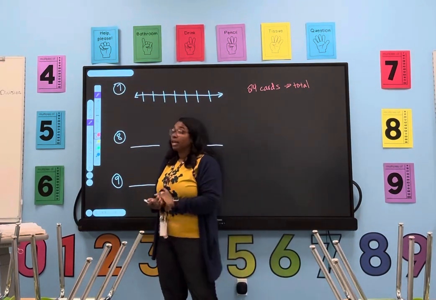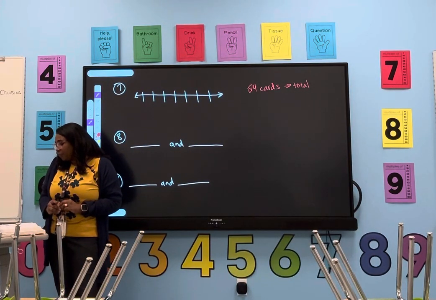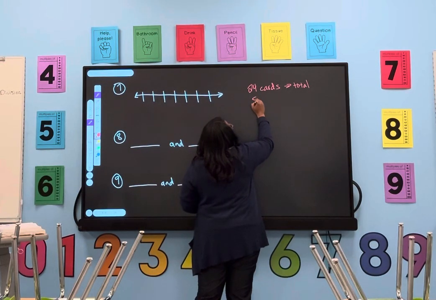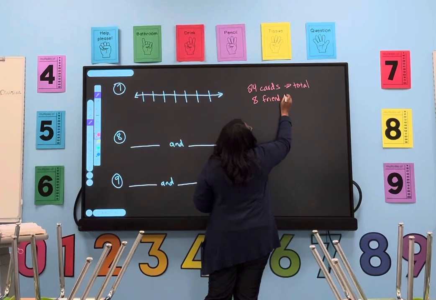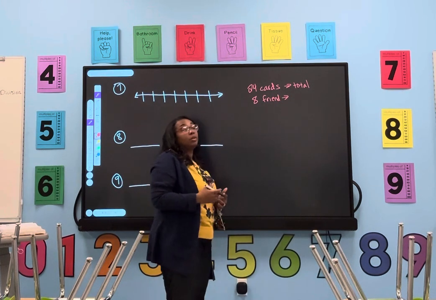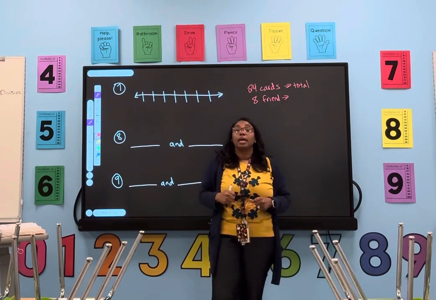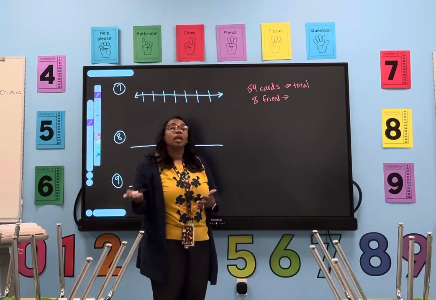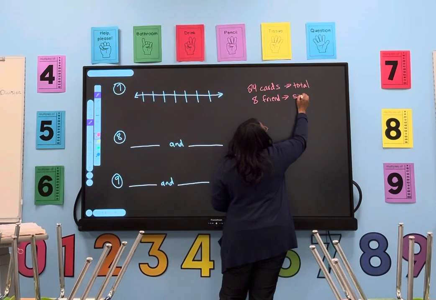Okay, let's go to the next part of important information. So the next one says he gives 8 cards to each friend. Okay, 8 cards to each friend. Now notice they had that keyword each. When you see that keyword each, that's usually a little clue that that number is going to be your size. So that 8 is my size. That's how much each friend is going to get. So I'm going to put 8 as my size.